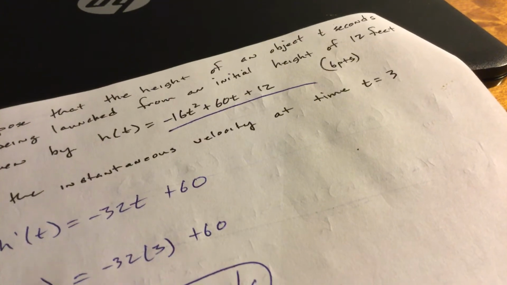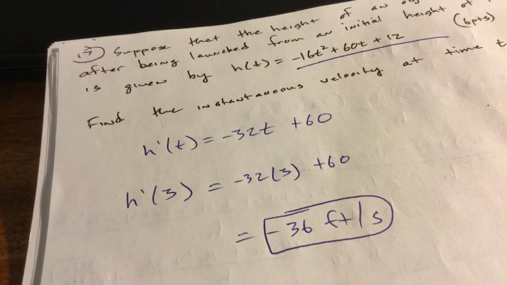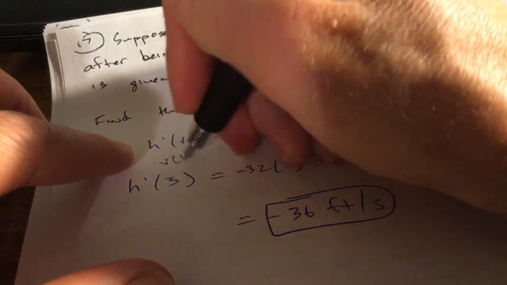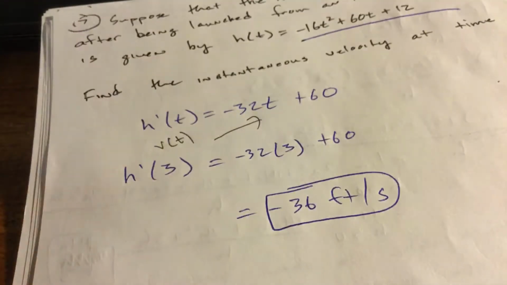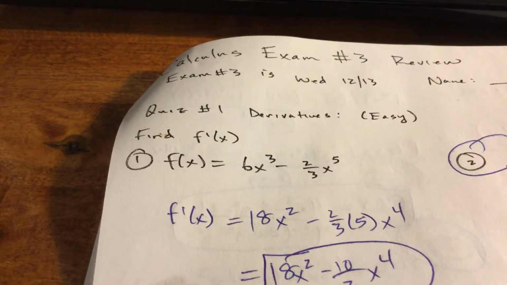And lastly, on exam 2, find the instantaneous velocity at time t equals 3. I didn't say you had to use the limit definition, so find the general derivative. So v of t, this is the same thing. H prime of t means v of t. Plug 3 in and get negative 36 feet per second. Okay, do use the proper units there.